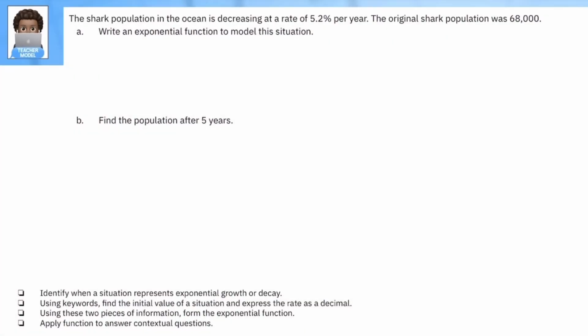Try the next one on your own. The shark population in the ocean is decreasing at a rate of 5.2% per year. The original shark population was 68,000. Write an exponential function to model this situation and find the population after 5 years. Hit pause, solve the problem, and then unpause for the reveal.